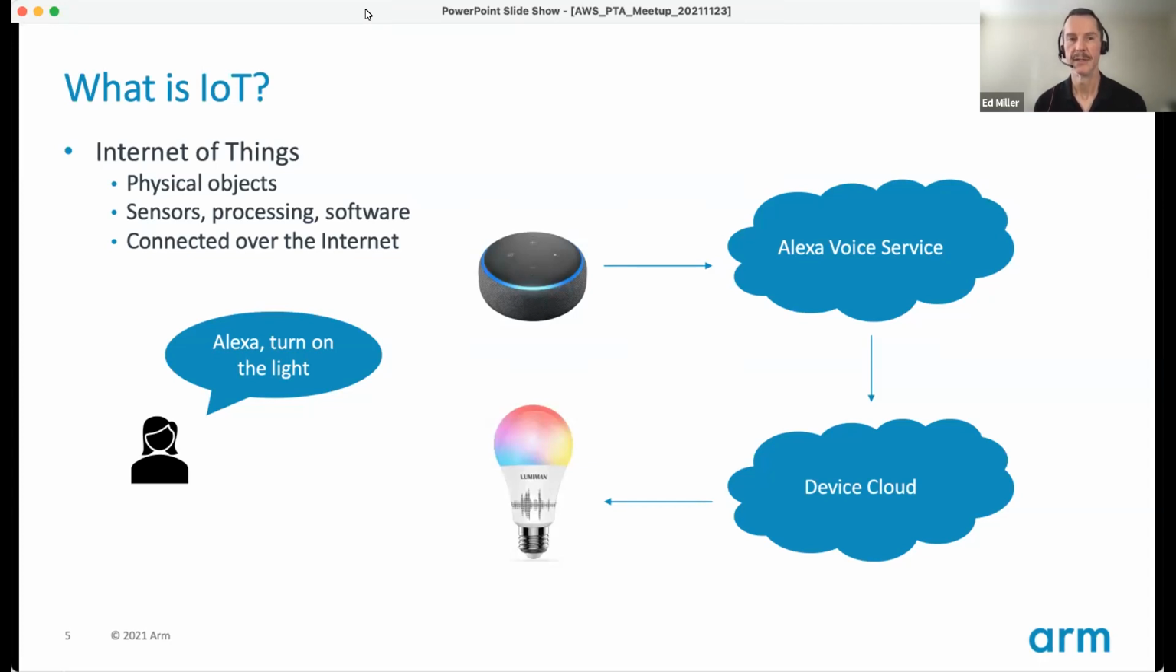product, where you can ask Alexa to turn on your light. Alexa speaks to the Alexa Voice Service cloud. That cloud determines that you want to turn on a specific light, and it talks to that device service cloud, and that device service cloud sends a message down to the light to turn on or off. And you can also get status information back and things like that. So this is the basic flow of what IoT is about.